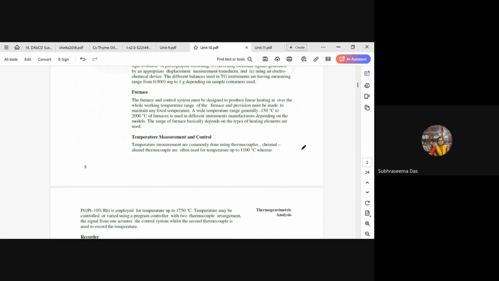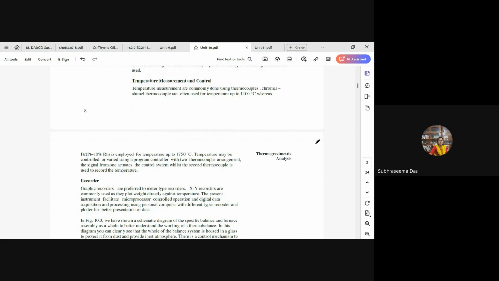Coming to the furnace and control systems, they must be designed to produce linear heating over the whole working temperature range. A wide temperature range, generally from minus 150 degrees centigrade to 2000 degrees centigrade, is covered by furnaces manufactured by industries. The range of the furnace depends on the type of heating elements or the compounds that are to be analyzed.